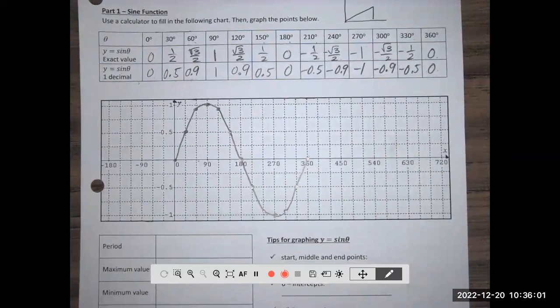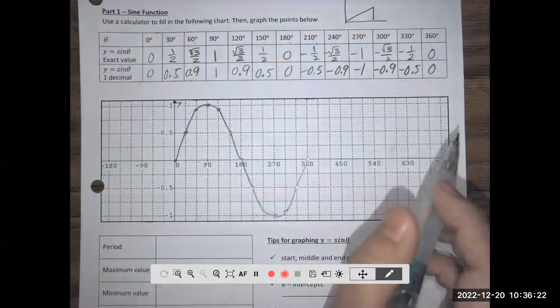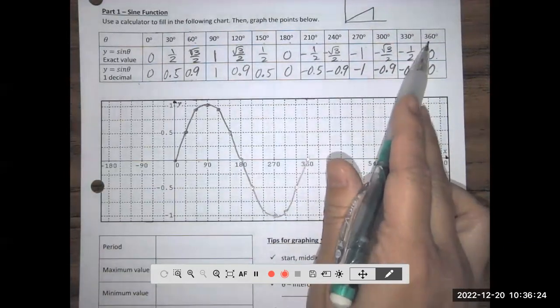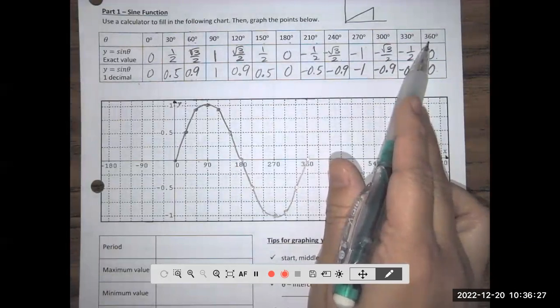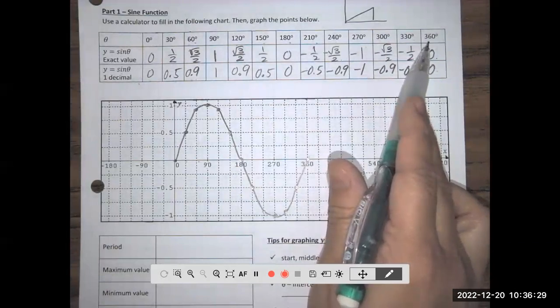Okay, so now we have a graph between 0 and 360. We want to make some guesses as to what's going to happen before 0, so when we're looking at x values that are less than 0 and x values that are greater than 360. So we're going to put in a value that's greater than 360. And because we're going up by 30 degrees, let's test 390.